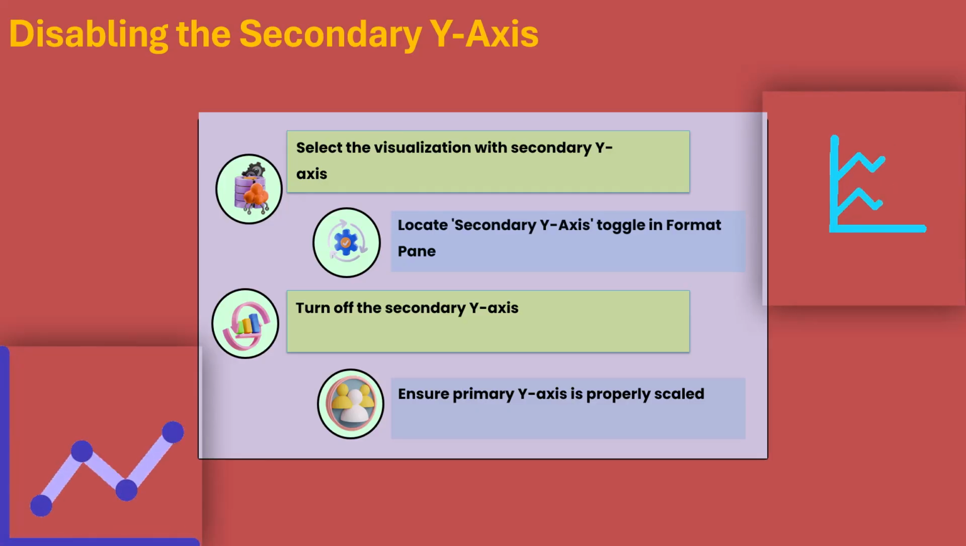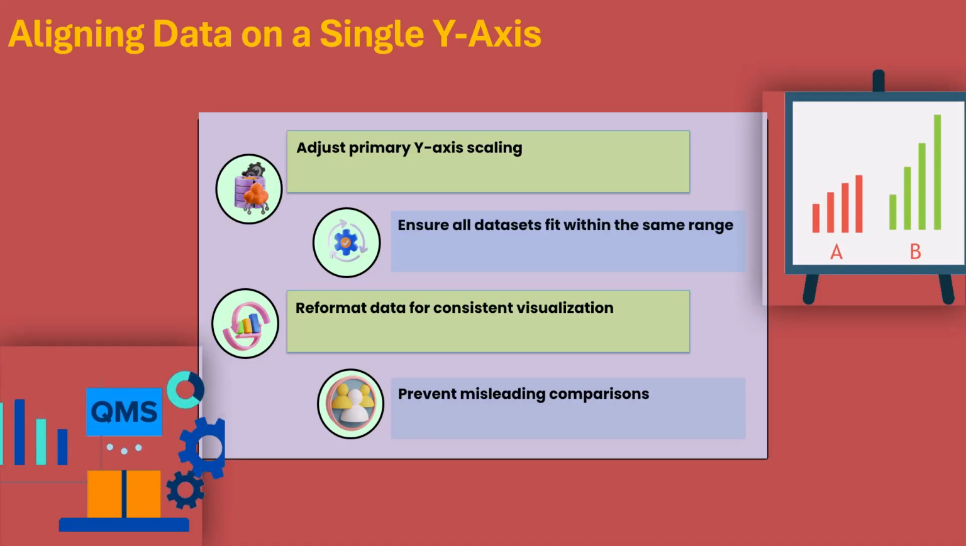It's as simple as flipping a switch in Power BI's settings. I'll guide you through it step by step, and soon enough, your charts will be looking clean and polished. Now that we've said goodbye to the secondary y-axis, let's make sure everything lines up neatly on the primary one. Think of it like reorganizing a messy closet. Once everything is placed correctly, it's much easier to find what you need.